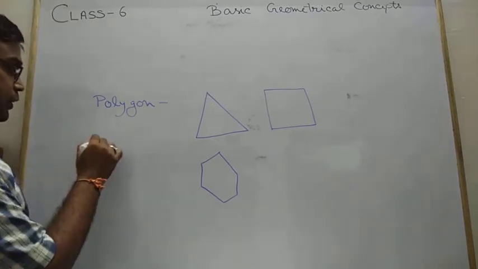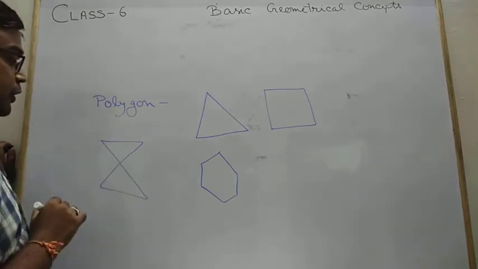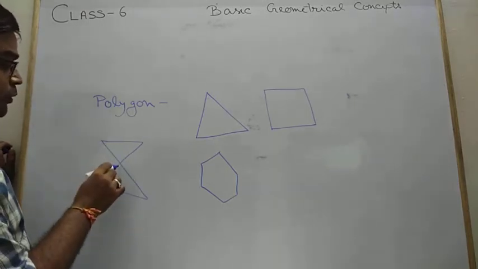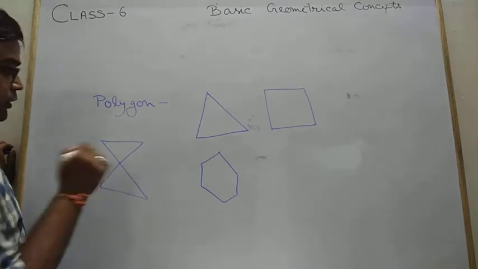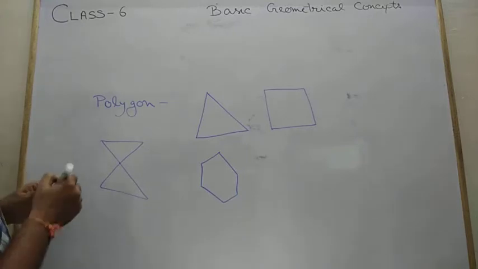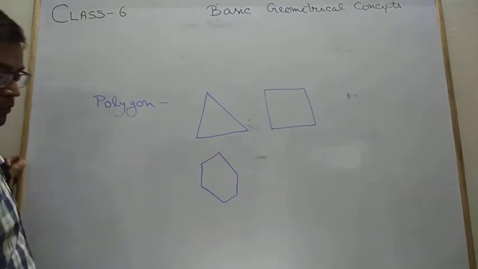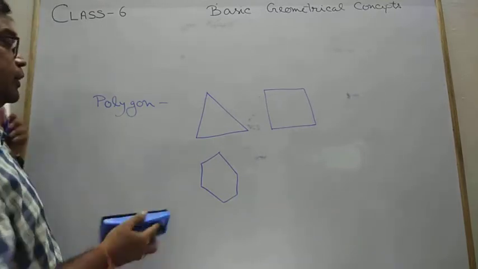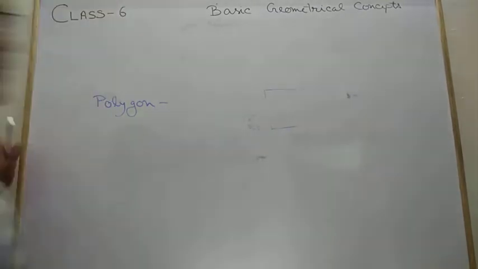If we draw a figure like this, it has a linear boundary, but it does not come under polygon because it is not a simple curve. It crosses itself at this point. So this is not a part of polygon. Then under polygon we have sides, diagonals, etc. So let's discuss.